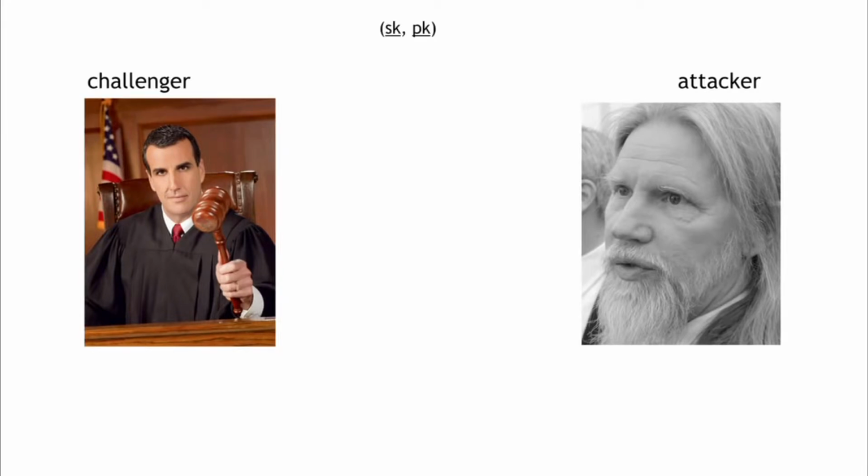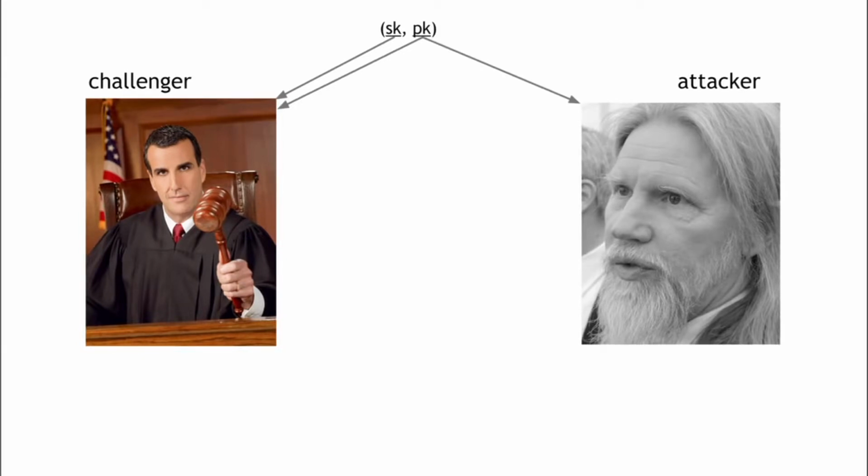The first thing we do is we use generate keys to generate a secret key, a secret signing key, and a public verification key that match up. Now we give the secret key to the challenger, to the judge, and we give the public key to both parties, both to the challenger and to the attacker. So the attacker only knows information that's public. He only knows the public key. And his mission is going to be to try to forge a message. The challenger knows the secret key, so he can make signatures.